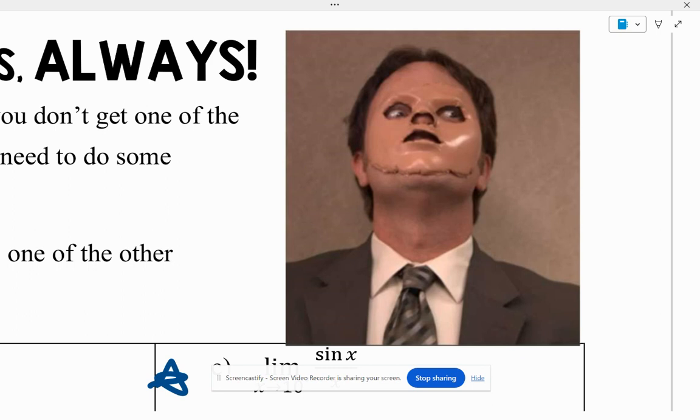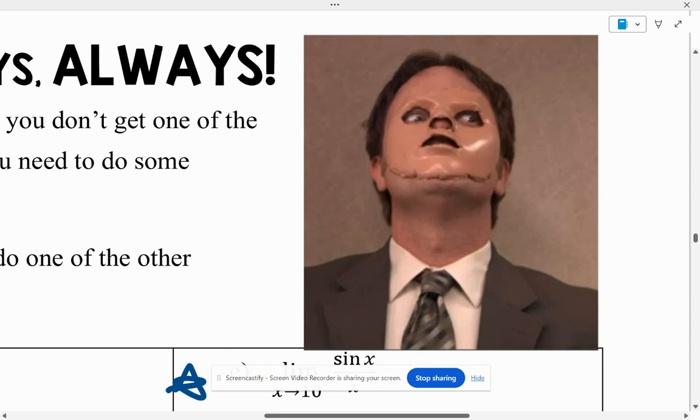In the other class, I said Dwight moment, and everyone was like, and I was like, do you guys watch The Office? And they're like, no. And I was like, okay, never mind. But what I mean is that there's more underneath. You got to rewrite that thing and check out what's really happening underneath. So you need to peel off the CPR dummy mask and see what's going on.